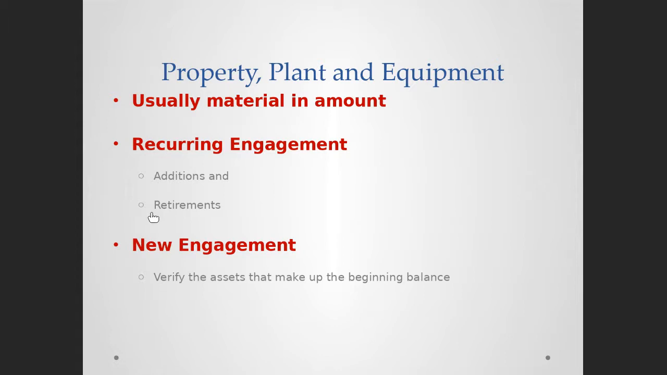If you're doing this client again this year, you did it last year. If it's a new client, if it's a new engagement, then you have to verify the assets that make up the beginning balance. Now understand, the company may have had a predecessor auditor, right? The predecessor auditor is the auditor that audited the company last year, and you are the successor auditor, right?